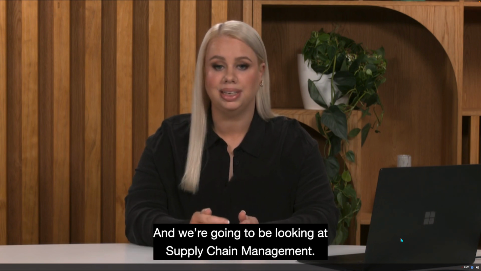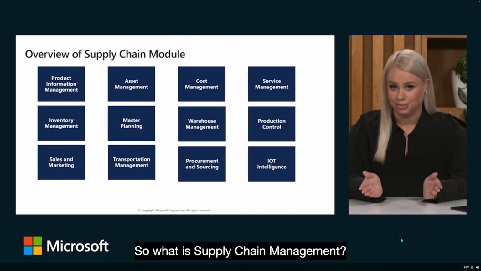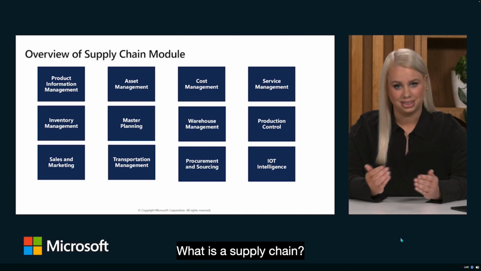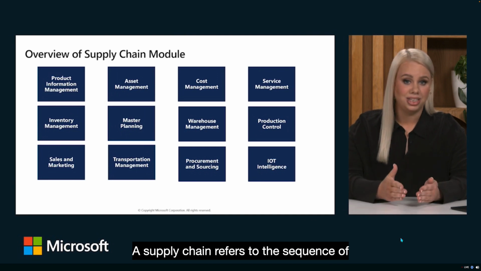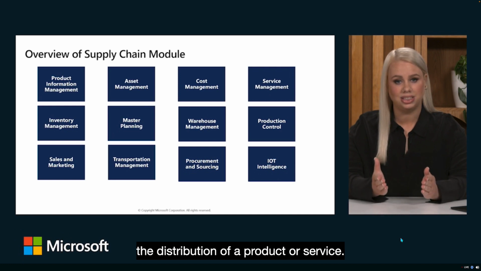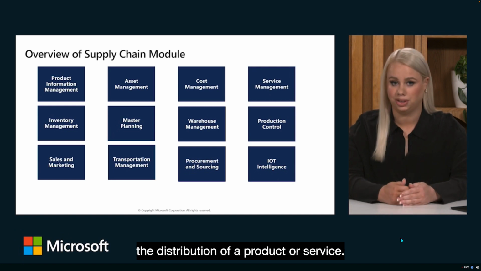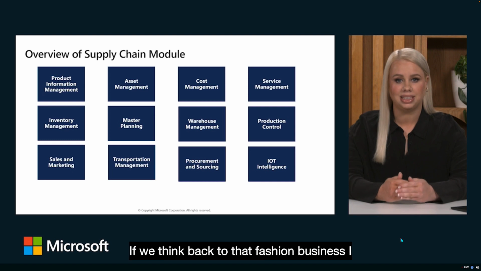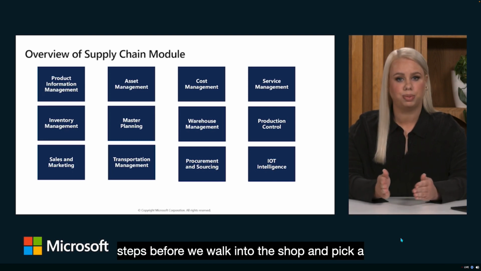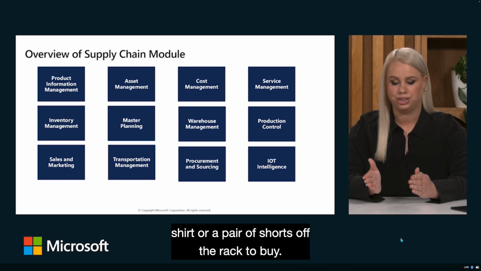And we're going to be looking at supply chain management. So what is supply chain management? Well, let's start by breaking down the first part. What is a supply chain? A supply chain refers to the sequence of processes involved in the production and the distribution of a product or service. If we think back to that fashion business I described earlier in the modules, there are many steps before we walk into the shop and pick a shirt or a pair of shorts off the rack to buy.